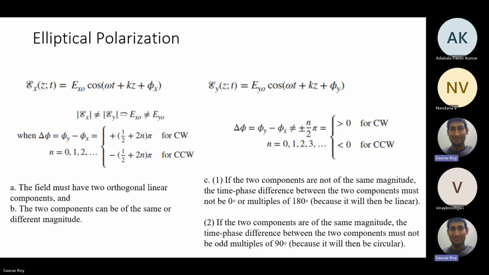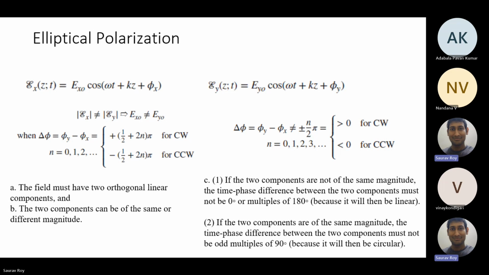So it can be same or different magnitudes. Yeah, Vinay? Same or different magnitudes, sir? Ex and Ey. Yeah, I'm coming there. So the confusion is the same and different. Let's take the defined magnitude. This is very much clear, I suppose. If Ex0 is not equal to Ey0, then it is elliptical, no doubt.